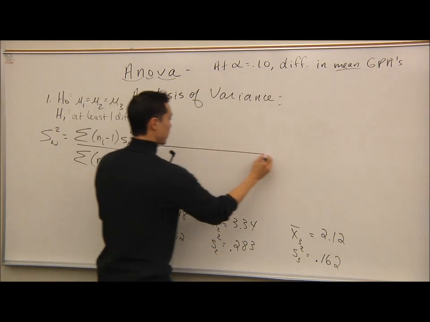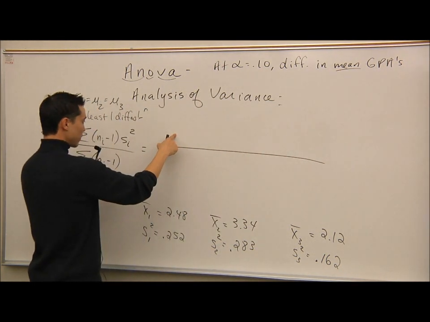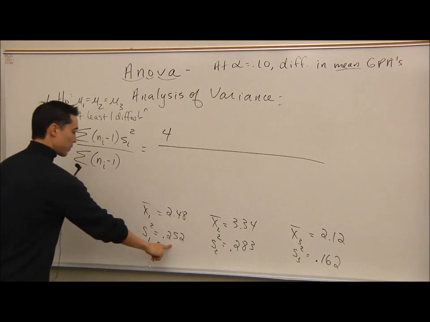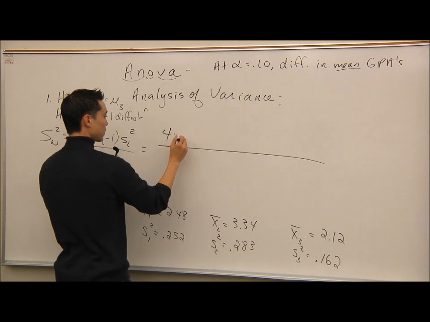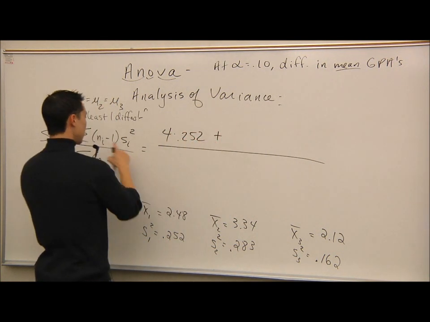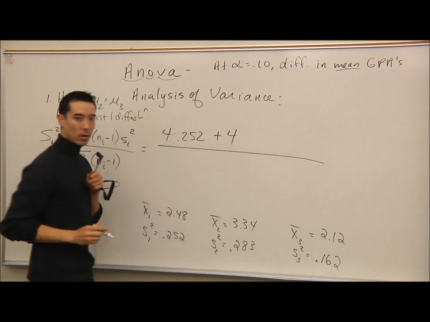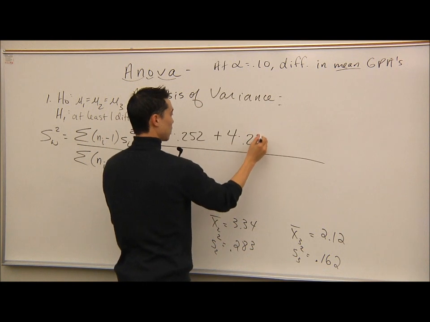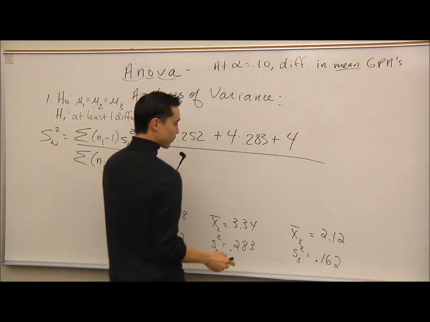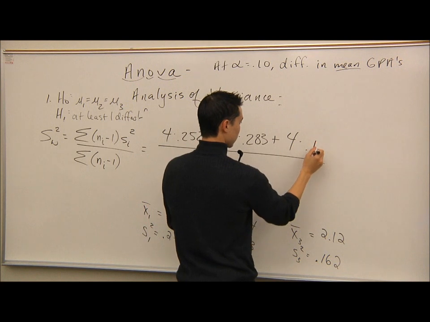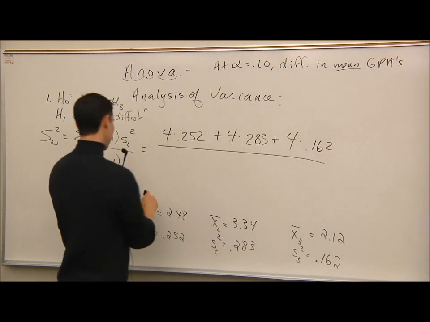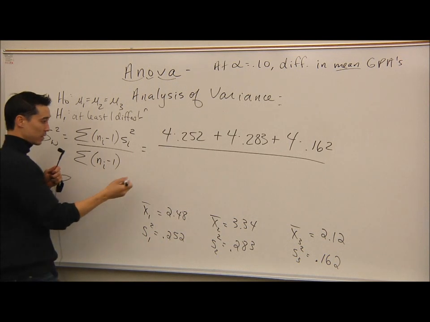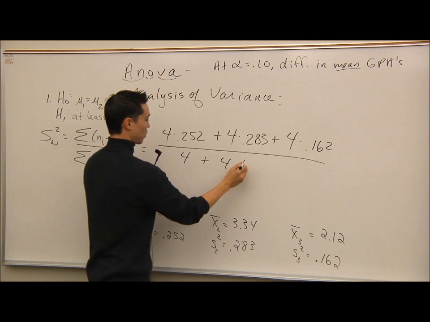So you have 2 things being added. Let's look at the first top. So we have there were 5 minus 1. There were 4 times the variance of the first group, 0.252. Plus 5 minus 1 for the second sample. There were 4, right? 5 minus 1 basketball players times the variance of the basketball players. Then plus 4 times the variance of the hockey players. All of that divided by a sum of n sub i minus 1. So 5 minus 1 plus 5 minus 1 plus 5 minus 1, which is 4 plus 4 plus 4.